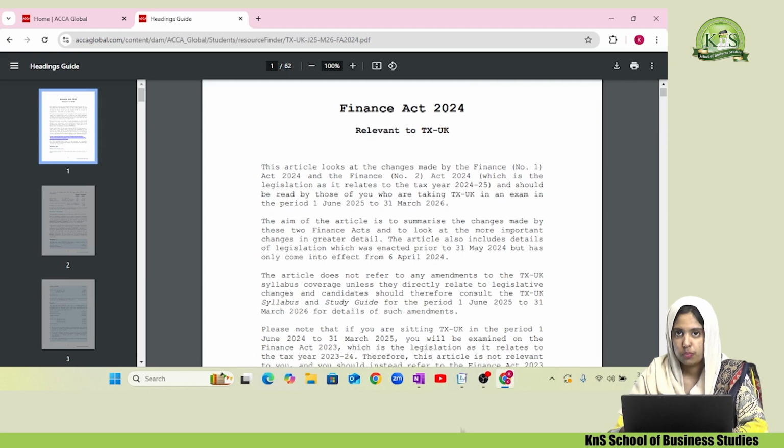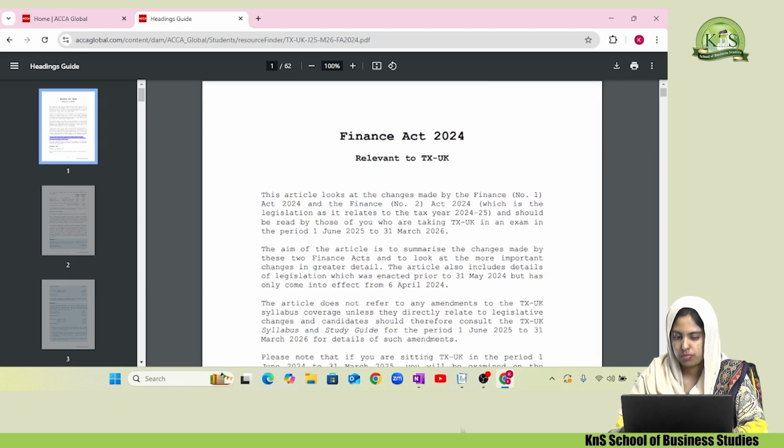So today we are going to have a thorough understanding of the Finance Act 2024. Basically, the ACCA taxation exam is governed by the Finance Act, and in whichever attempt you are appearing for, the Finance Act particularly for that year is relevant. So right now we are going to have a look at the Finance Act 2024.